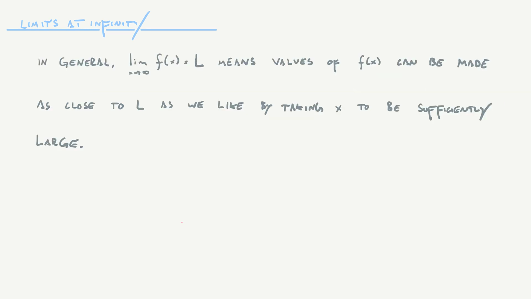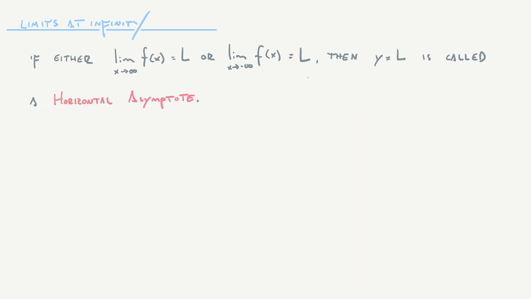So in general, we can say that the limit as x approaches infinity of f of x equal to L means that values of f of x can be made as close to L, in our last example it was 2, as we like, by taking x to be sufficiently large or sufficiently small, right? We can make the same argument for the limit as x approaches negative infinity of f of x also being equal to L. If either of those two limits is true, then y equal to L is called a horizontal asymptote.